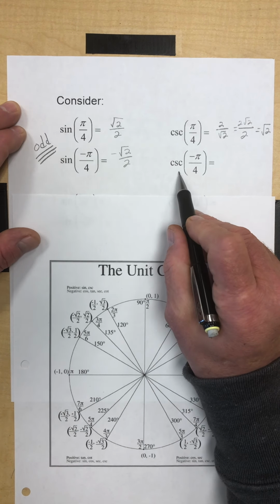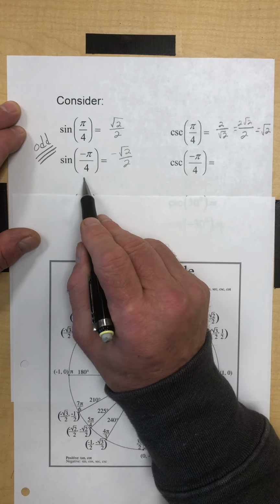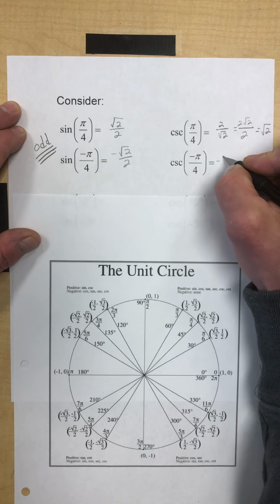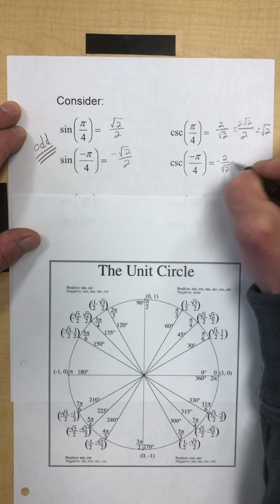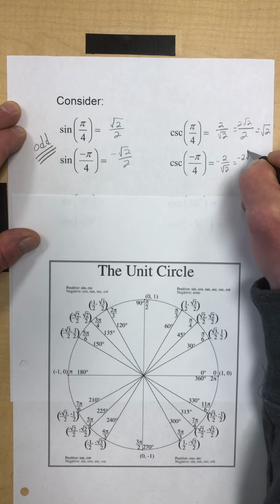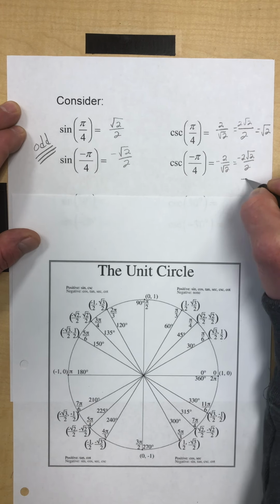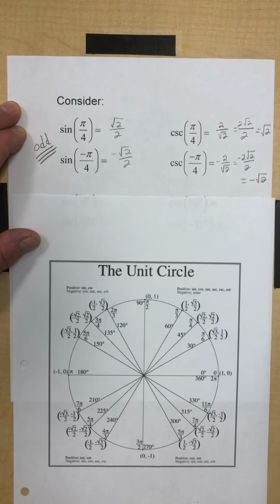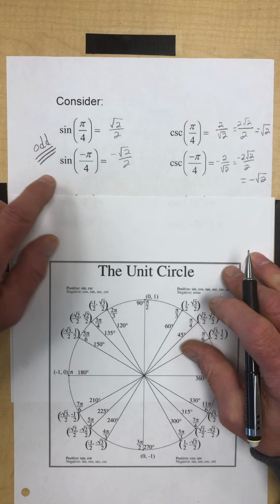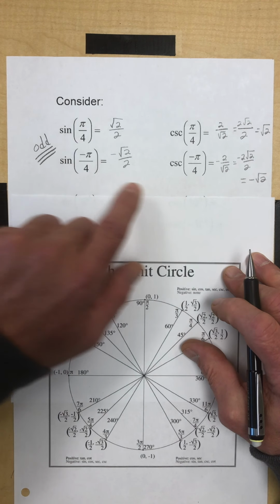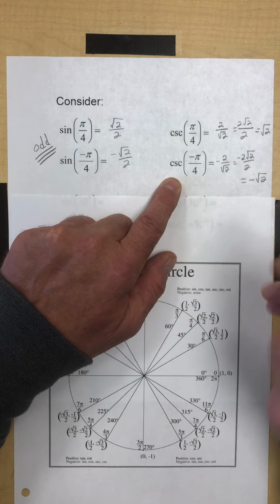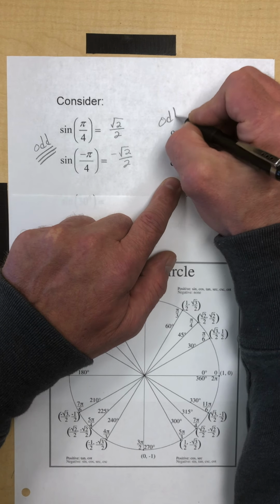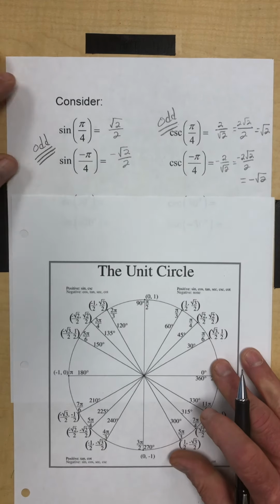And then the cosecant would be the reciprocal here, so I'd get negative 2 over radical 2, which gives me negative 2 radical 2 over 2, which gives me the opposite of radical 2. So notice again, if the sine is an odd function, then its reciprocal has to be odd as well. So odd, no big deal.